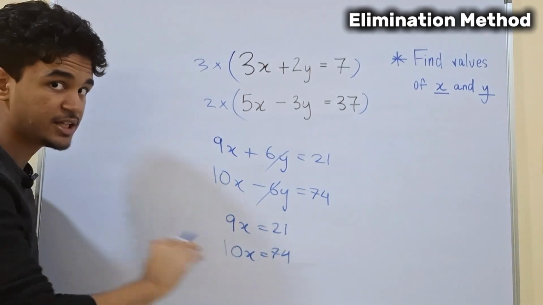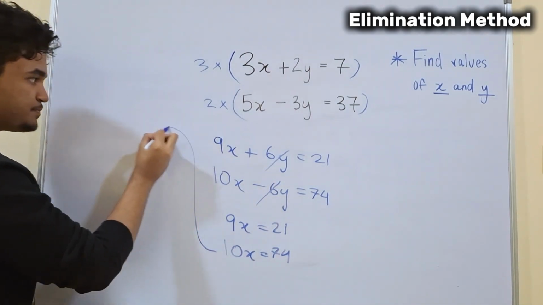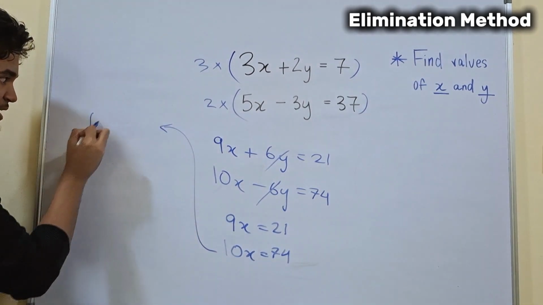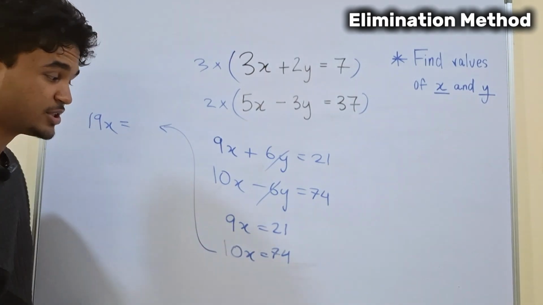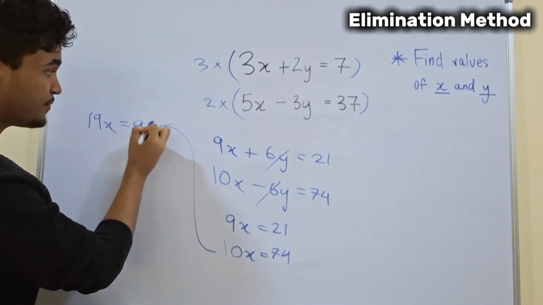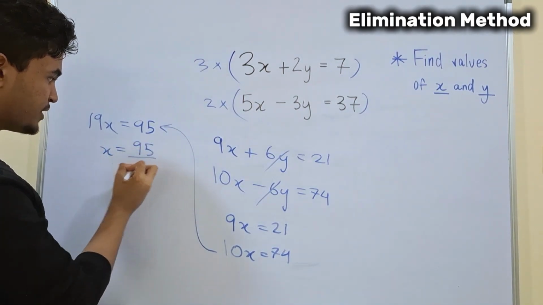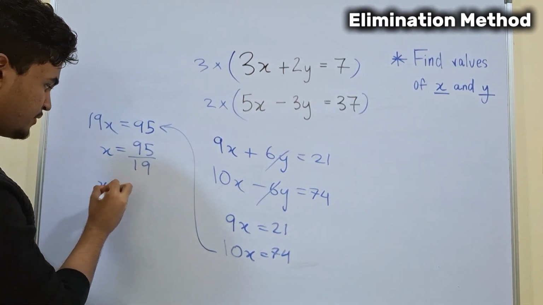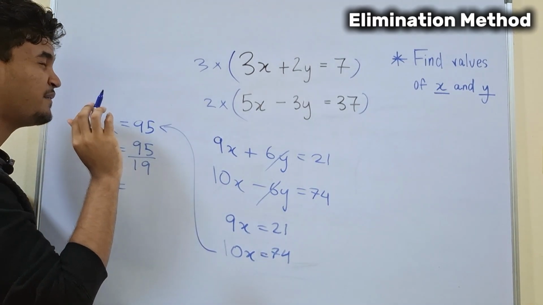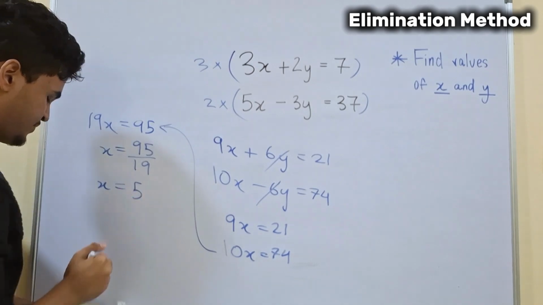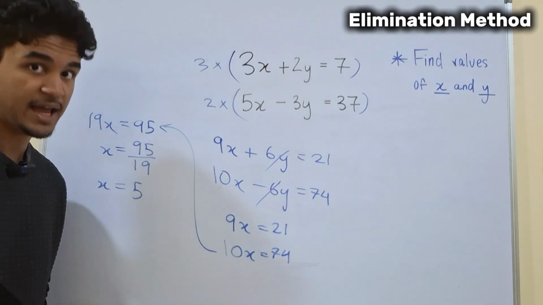So just like that, we're going to continue the same trend. We're going to add these. So what are we going to get? We're going to get 19x equals 21 plus 74, which is what? It is going to be 95. So x is equal to 95 over 19, which means that x is going to be 5, if I'm not wrong. So yeah, now we have found the value of x.